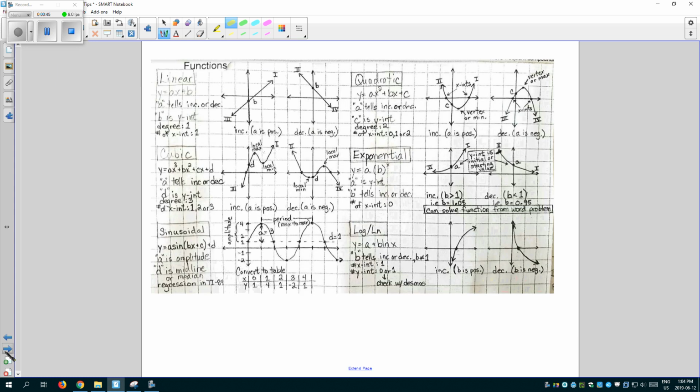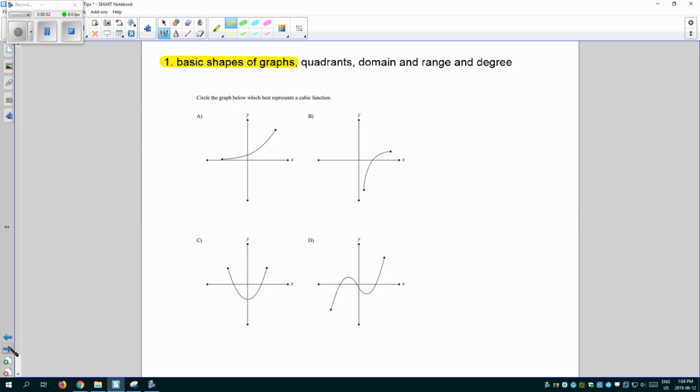And right here on this page, this will be a page we're coming back to often, because this helps us with tip number 1. You need to know the basic shapes of graphs. You need to know the quadrants and the domain and range and the degree. So looking at this question, it says circle the graph below that best represents a cubic function. So if you know the basic shapes, the correct answer will be just jumping out at you.